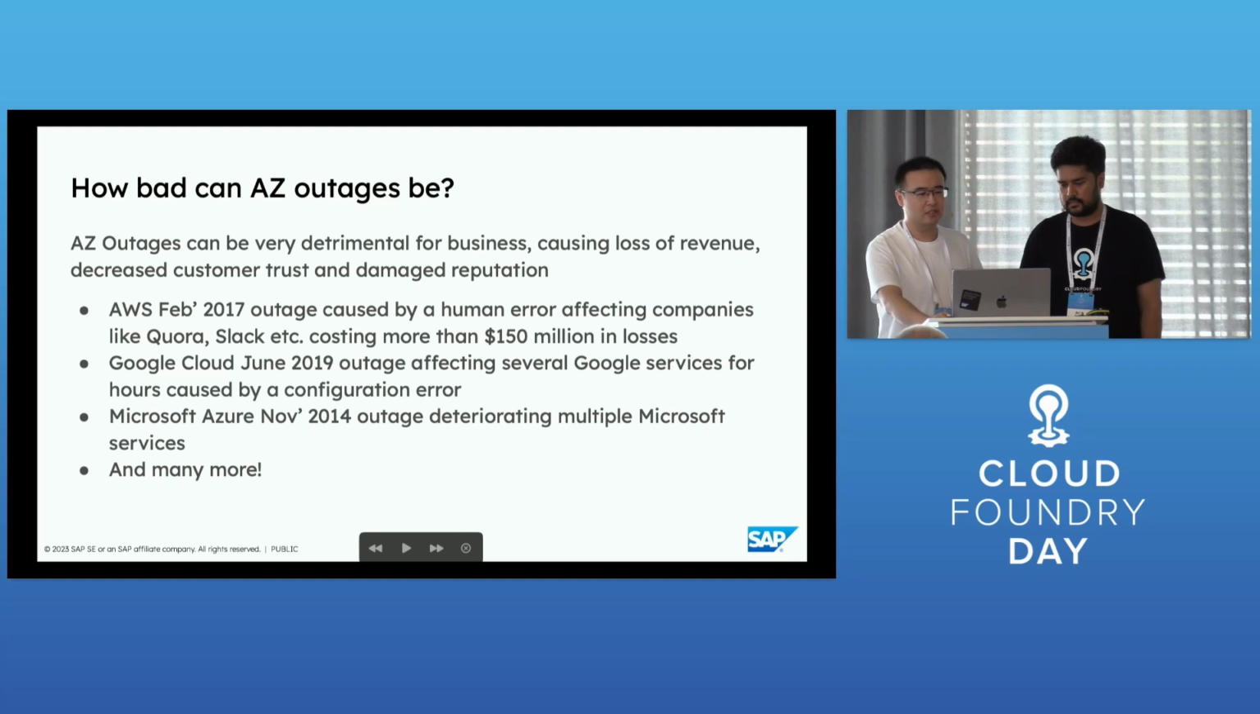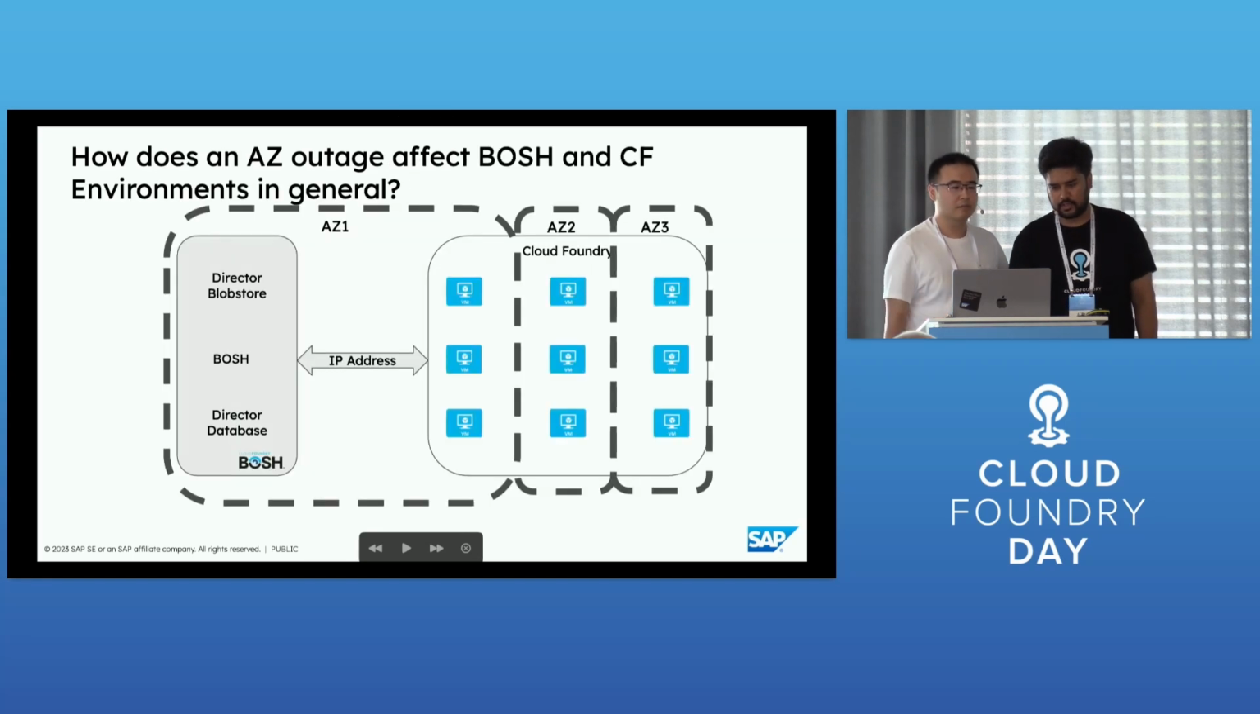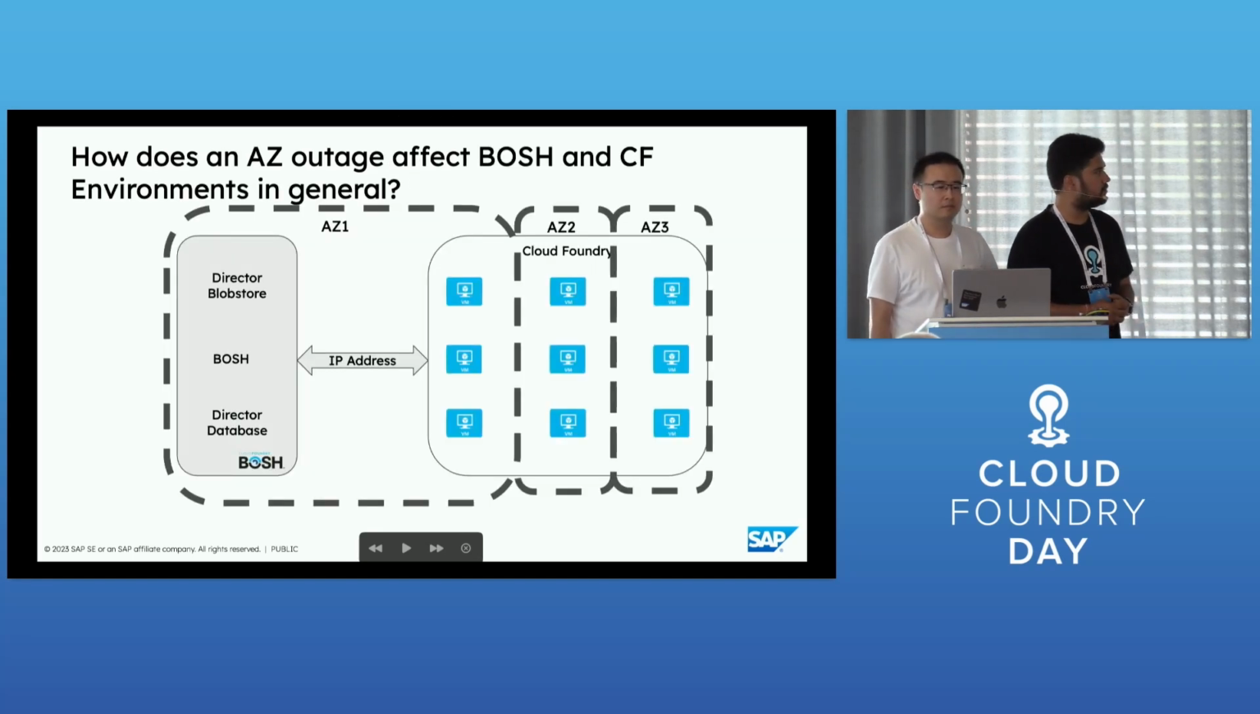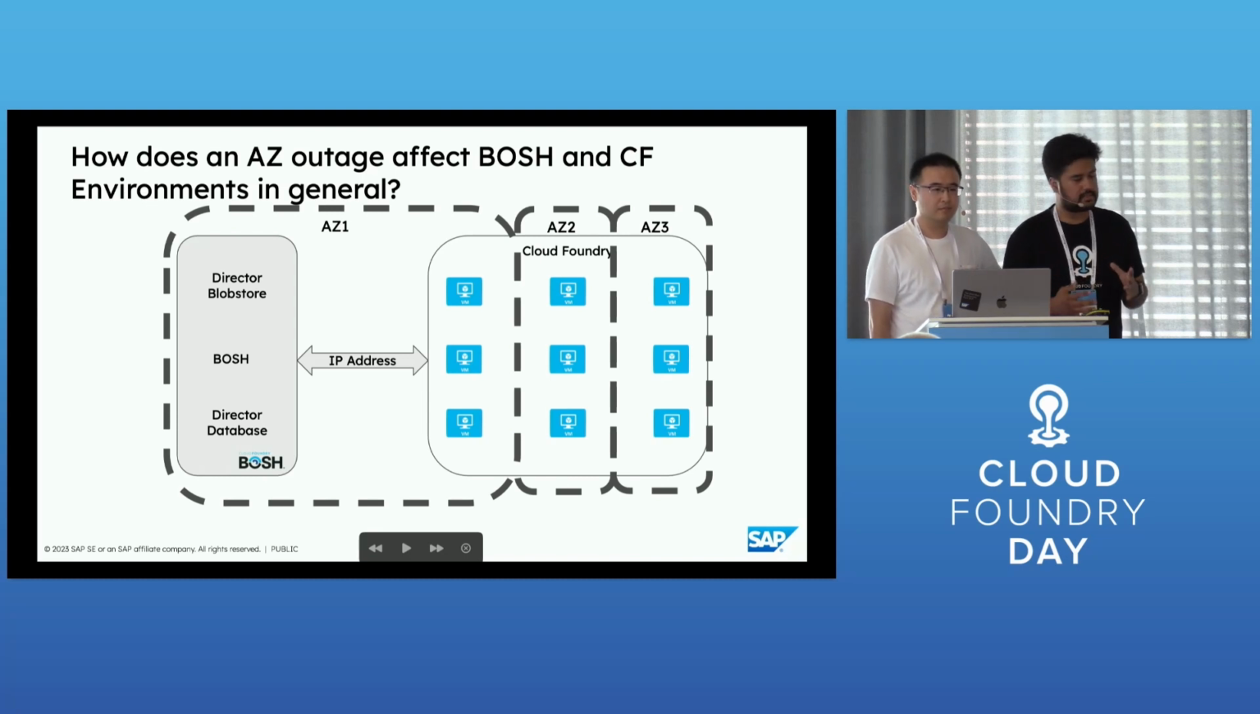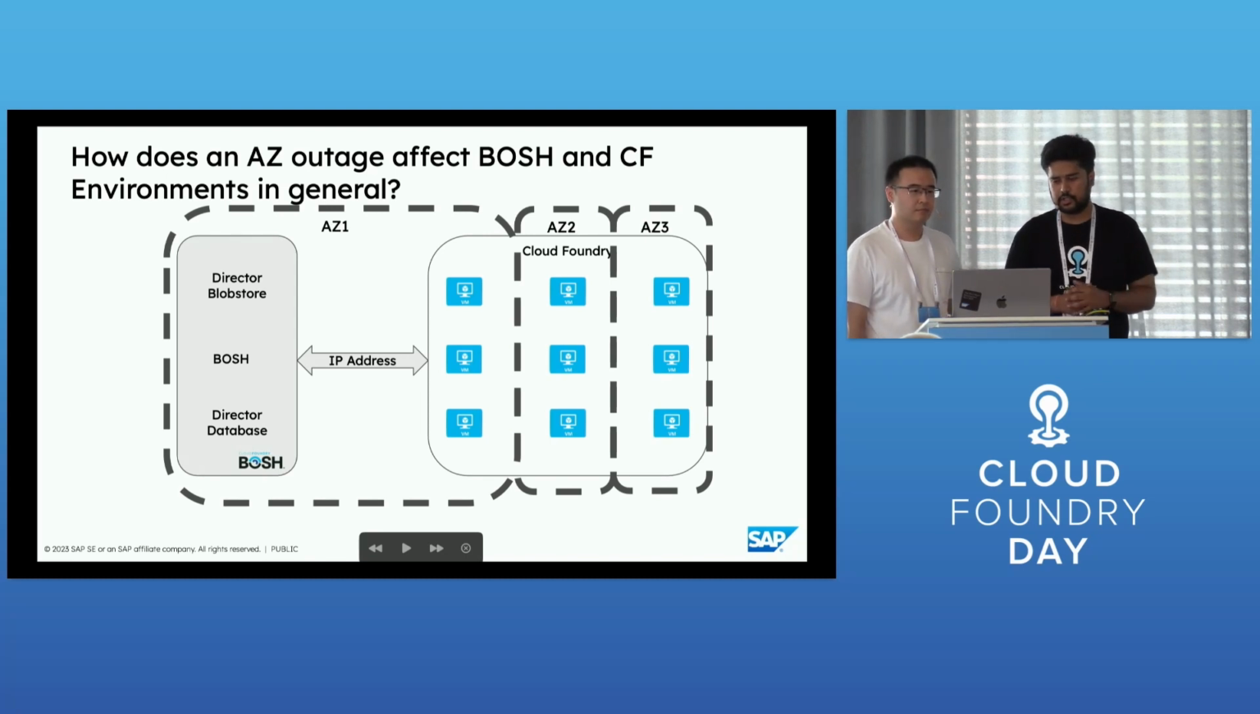When an AZ outage comes, how will BOSH behave? What can we do to prepare for an AZ outage? We did a brief attempt at representing the scenario here. We have this BOSH director VM, where the blob store and the director database are co-located and exposed to Cloud Foundry through its static IP address. BOSH in this scenario is deployed in AZ1, for example, along with a few VMs responsible for Cloud Foundry, and there are other VMs in other AZs, as you can see here.